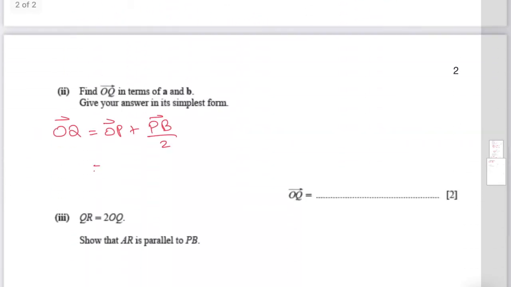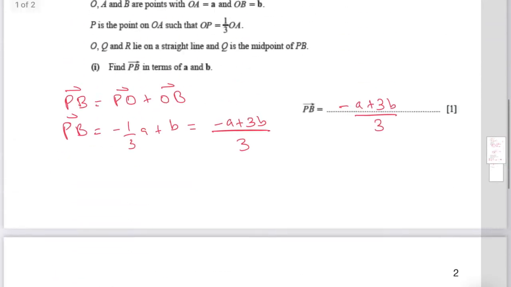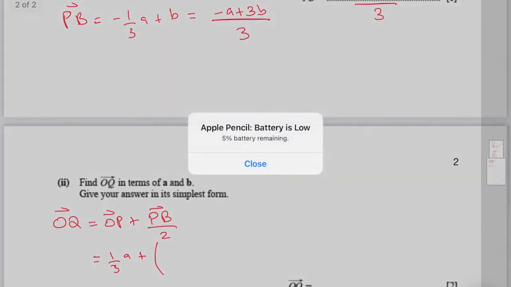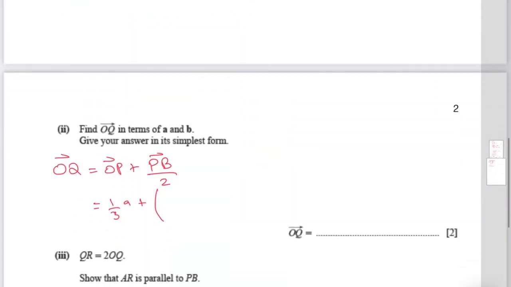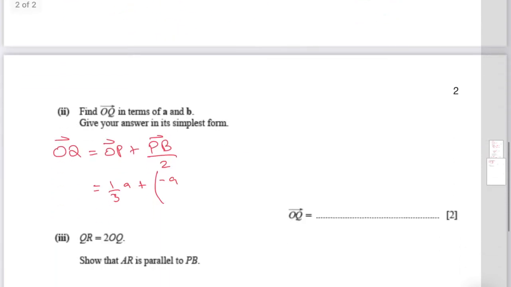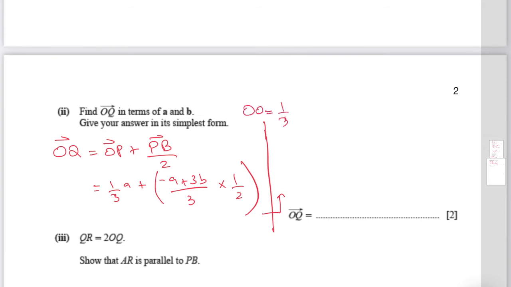Okay, so OP is 1/3 of A plus, let's write this in parentheses, negative A plus 3B over 3 times 1/2. We need more space, so we write it on the right over here. So 1/3 of A remains as it is. We're trying to find OQ. 1/3 of A remains as it is.